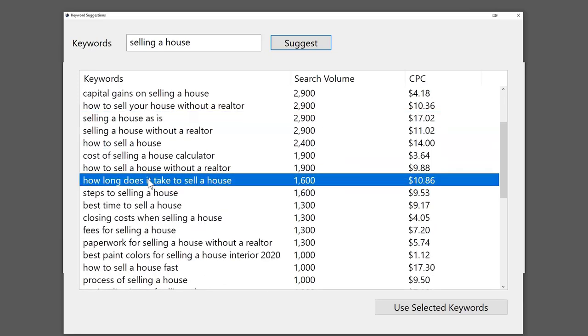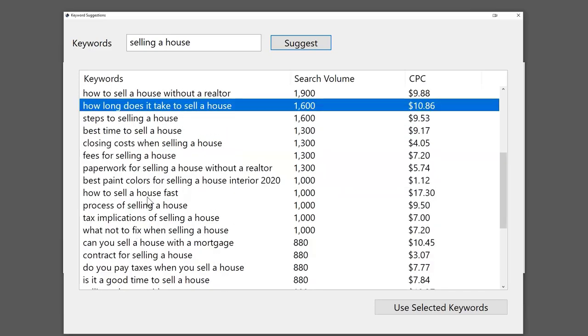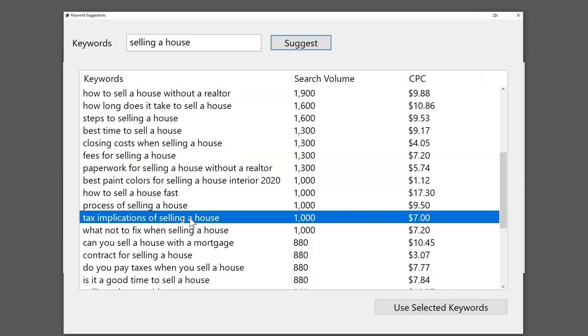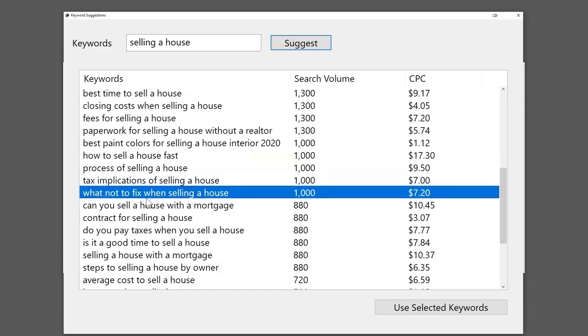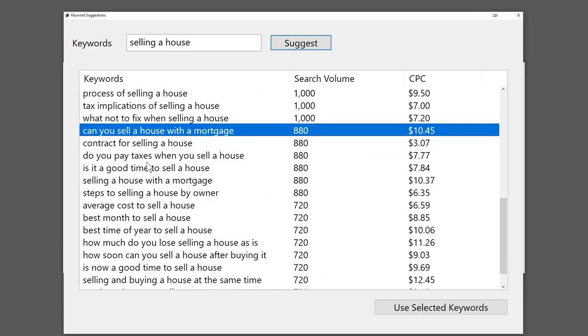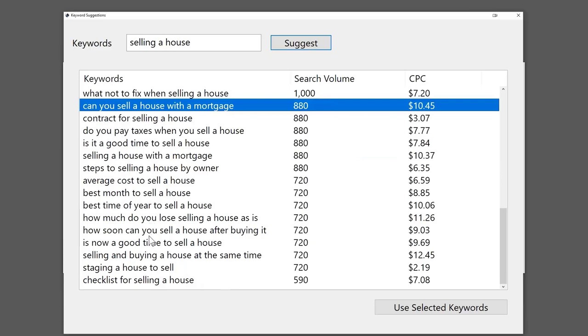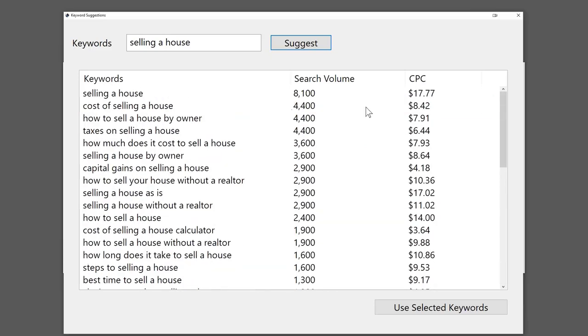How long does it take to sell? Okay, interesting. How to sell a house fast, tax implications, what not to fix? Oh, that's a good one, what not to fix? Because there might be things that it's a waste of money because people don't care. Can you sell a house with a mortgage? Do you pay taxes? Selling a house with a mortgage. There's a lot of good stuff in here.